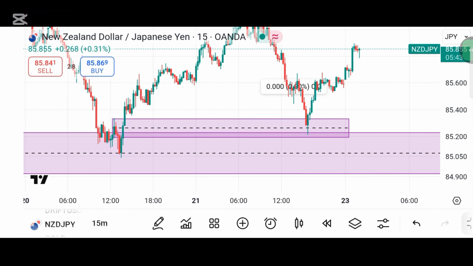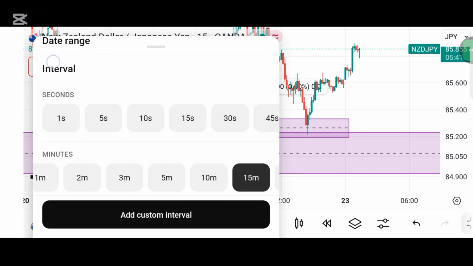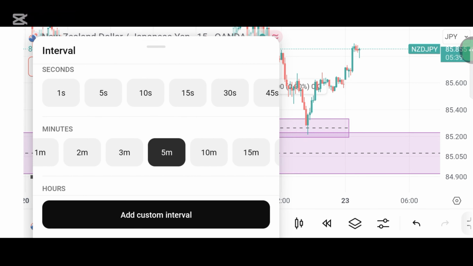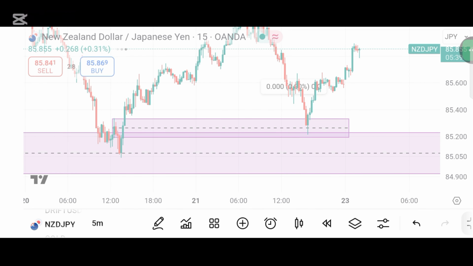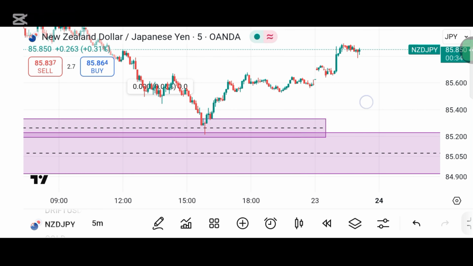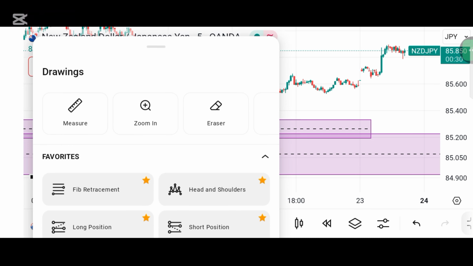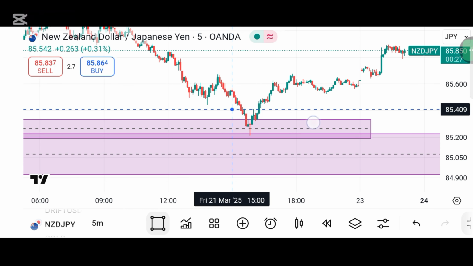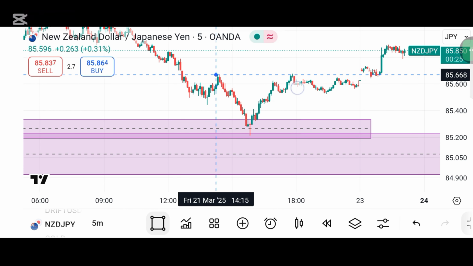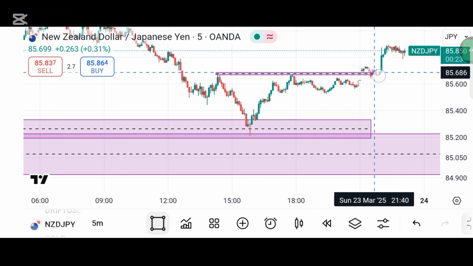You can as well go down to as low as 5 minutes. Entering from 5 minutes is not bad. So you can go down to 5 minutes to see things clearly for yourself. On the 5 minutes, things are very visible, it's not that confusing. We have a shift in market structure here on the 5 minutes to this level.